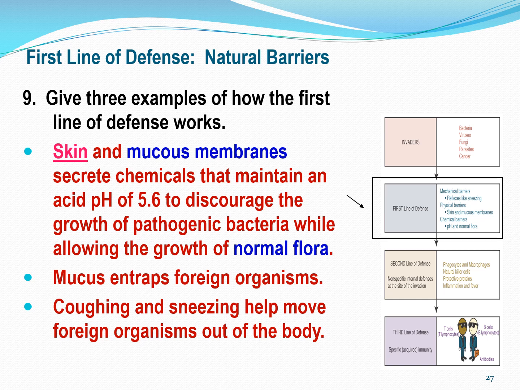So we have 3 examples of how the first line of defense works. You have your skin and mucous membranes. They secrete chemicals that maintain an acid pH of about 5.6. This discourages the growth of pathogenic bacteria while allowing the growth of normal flora. The mucus entraps foreign organisms, and coughing and sneezing is a way for our body to get foreign organisms out, right? So we breathe in an allergen or pollen, and our body's like, oh, that's not good. And it makes us sneeze to get it out of our nose so that it doesn't get in our body and make us sick, or it tries to, right? That's a part of those natural barriers, that first line of defense.